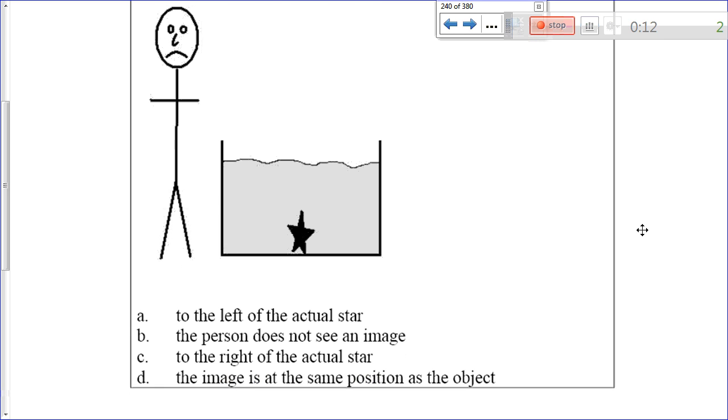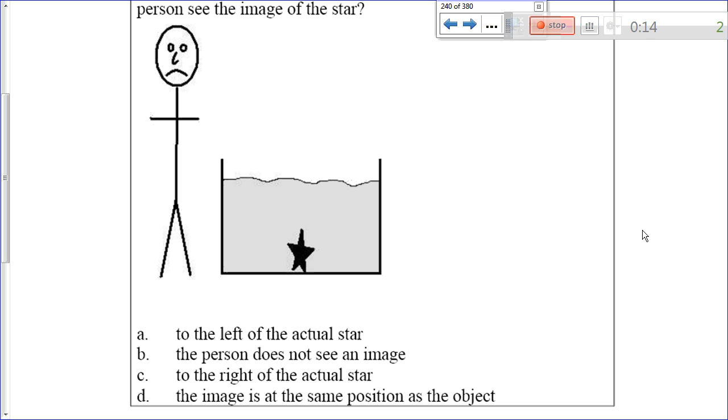All right, looks like we're out of time. I'm going to show you. It's still going, so click in. But notice if you have a light ray that comes out here, it's going to bend away from the normal. And so he'll see the light ray as if it's coming from there. And we know where the image of the star is if we trace that ray back. We'll do this in the next chapter quite a bit. And so the image of the star will appear to the right of the actual star. So C is the right answer.